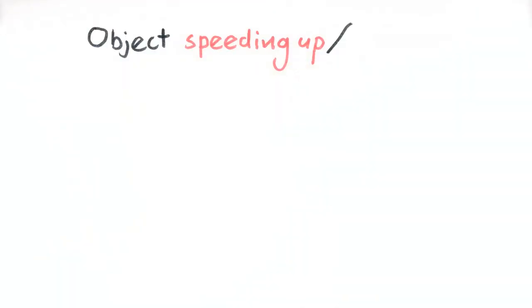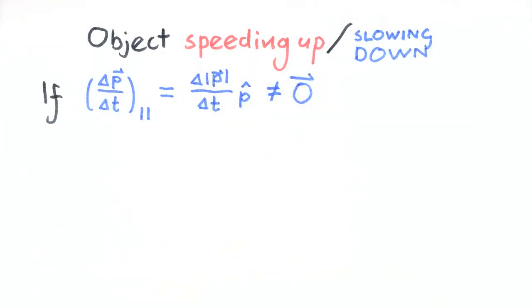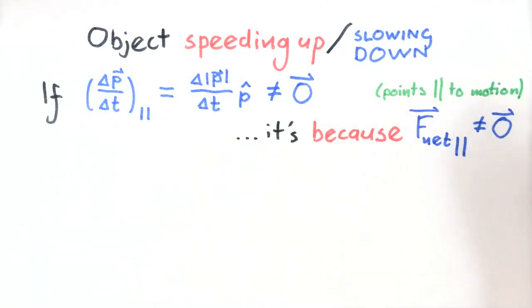First, if the object is speeding up or slowing down, then as we discussed, we know that delta P over delta T parallel is non-zero and points along the direction of the object's motion, either in the direction for speeding up or opposite to this direction for slowing down. All this describes an effect. Newton's second law tells us there must be a cause, a non-zero F net pointing in the same direction as delta P over delta T parallel to cause this. If there is no speeding up or slowing down, no effect along the parallel direction, then there is no cause. F net parallel must be zero.